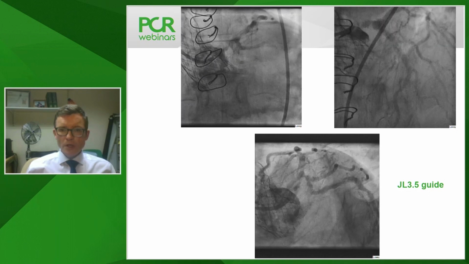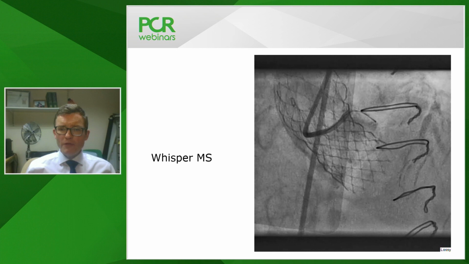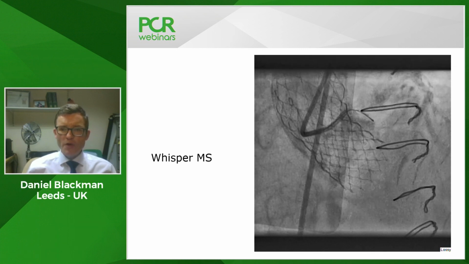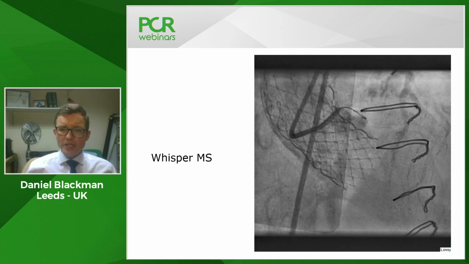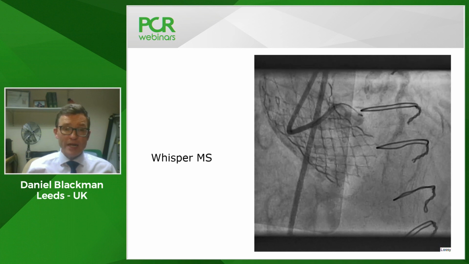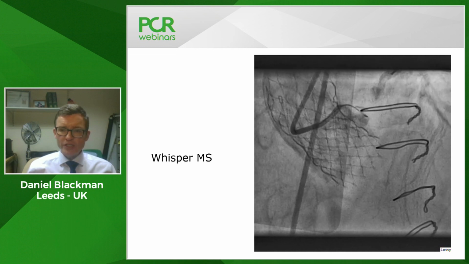Okay, let's go on with your case, Daniel. Okay, so I'm going to show you what we did in this case, and I think it's a good example of how you can manage patients with challenging coronary artery disease and challenging coronary access. As you can see here, we weren't able to selectively cannulate the left coronary artery, but we were able to see what we were tackling, which was critical left main, LAD, and circumflex disease.